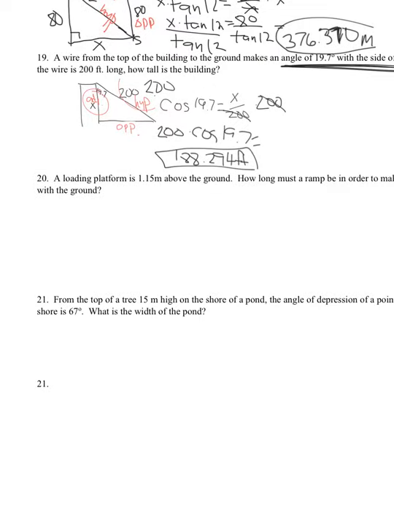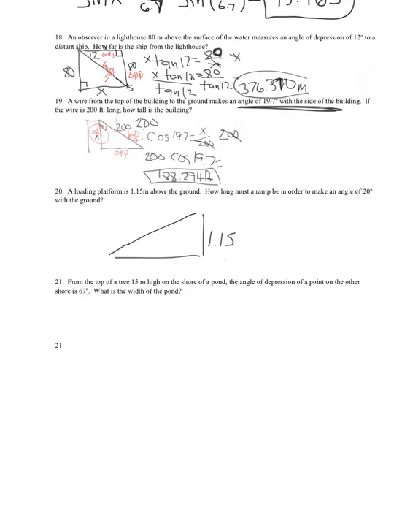All right, almost done. Number 20, a loading platform is 1.15 meters above the ground. Someone asked me about this earlier, and it's not meant to be one of those mascot above the ground things. That's kind of a bad drawing. It is supposed to be just a regular ramp, a right triangle made from a ramp. 1.15 meters above the ground. How long must a ramp be in order to make an angle of 20 degrees? So the 20 degrees right there, they want to know that.